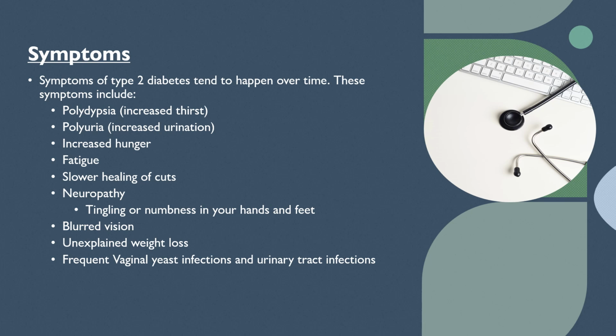These symptoms include polydipsia, which is increased thirst, polyuria, which is increased urination, increased hunger, fatigue, slower healing of cuts, neuropathy. Neuropathy is tingling or numbness in your hands and feet, blurred vision, unexplained weight loss, frequent vaginal yeast infections, and urinary tract infections.